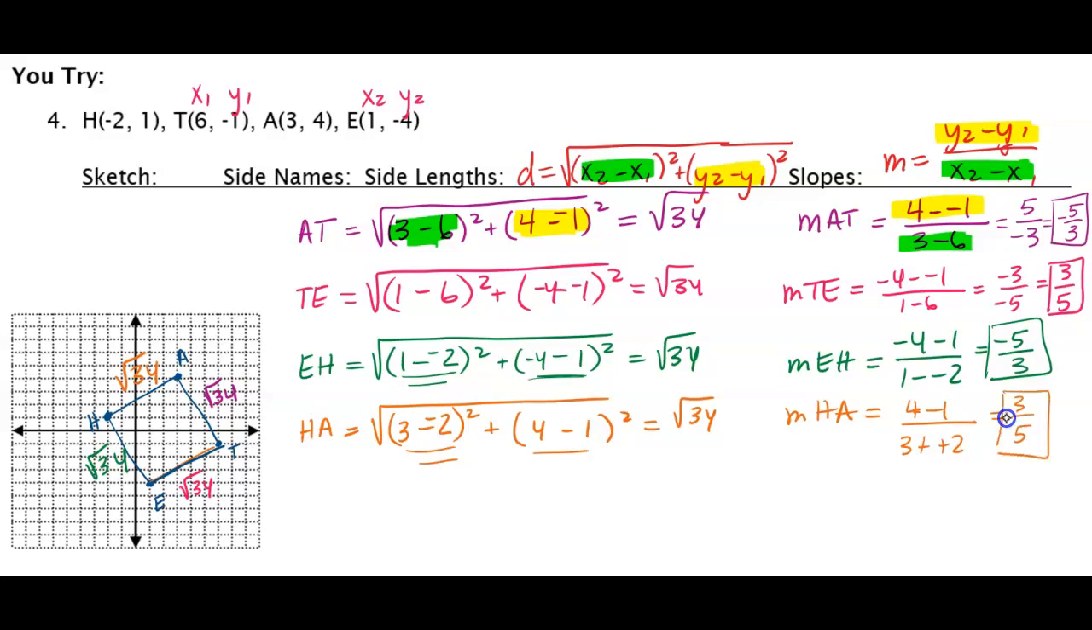All right, so now I can take a look at my slopes, and I see that they are all opposite reciprocals. So what that means is that my final answer, and it got cut off on the bottom here so you can't see it, but it says this quadrilateral is, and in that first blank you would write a square. And the reason is because the sides, it has 4 congruent sides and perpendicular slopes.